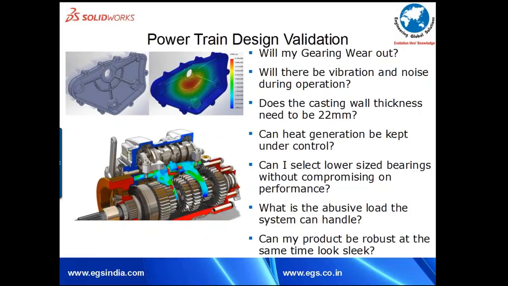The powertrain validation. It could be a gearbox. It could be a transmission in a vehicle. It could be any one of these things which is converting the energy from one form to the other. It could be an electrical device. When we are looking at all these things, are we developing near net shape design?